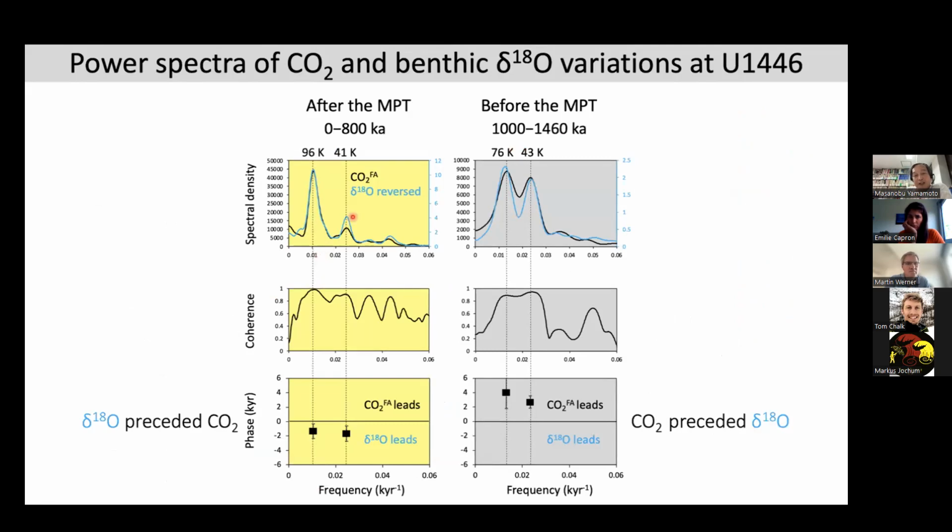So spectral analysis indicated the eccentricity and obliquity cycles after the MPT. And before the MPT, obliquity, and I guess this is a double obliquity, were dominant. And they were coherent. And the phase analysis indicates there is a shift of the relative phase across the MPT. Before the MPT, CO2 preceded oxygen isotopes. And after the MPT, the relationship was reversed. So the difference is significant.